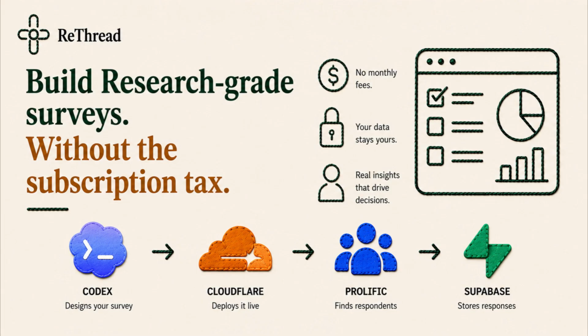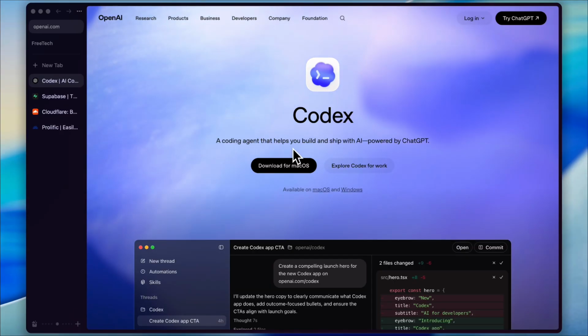And to do that, we're going to use 4 tools: Codex, Cloudflare, Supabase, and Prolific. All right, so let's get started.